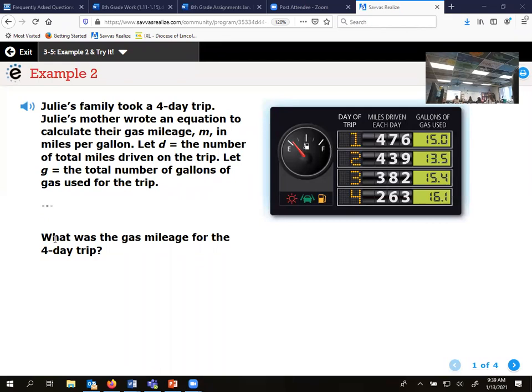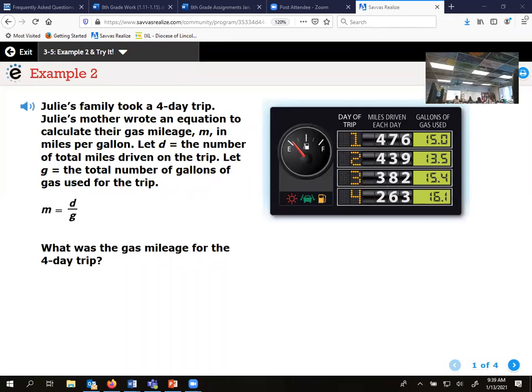Julia's family took a 4-day trip. Julia and her mother wrote an equation to calculate their gas mileage, M, in miles per gallon. Let D equal the number of total miles driven on the trip, and let G equal the total number of gallons of gas used for the trip. So we have an expression, and this one's an equation. M equals D divided by G. And then they asked what the gas mileage was for the 4-day trip.